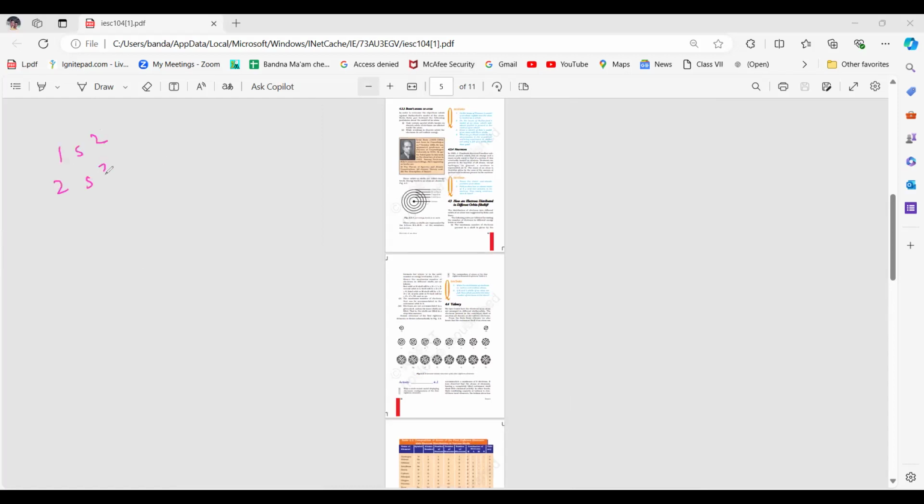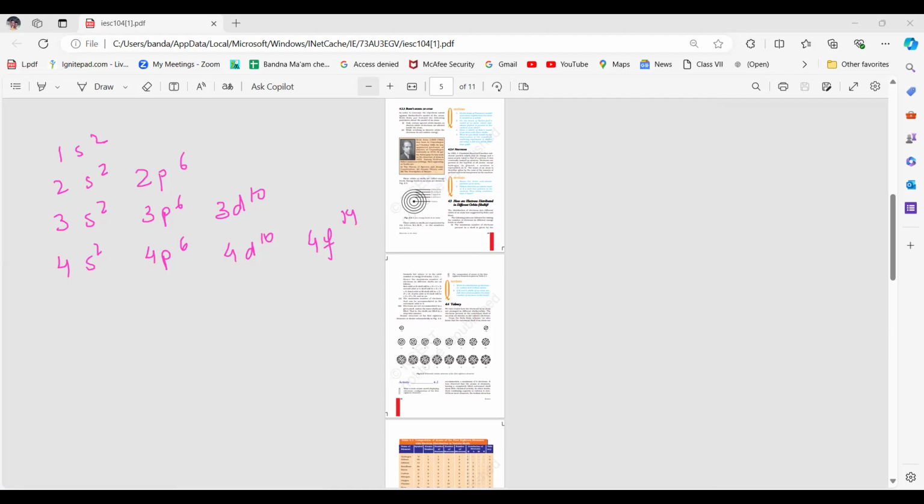1s2, 2s2, 2p6, 3s2, 3p6, 3d10, 4s2, 4p6, 4d10, then 4f14. Have you studied this thing? No. Then it will be trouble. Can we first finish the atoms packet and then come back to this?